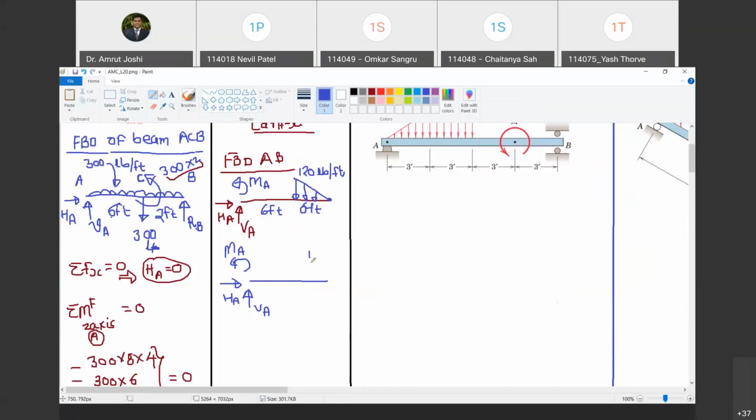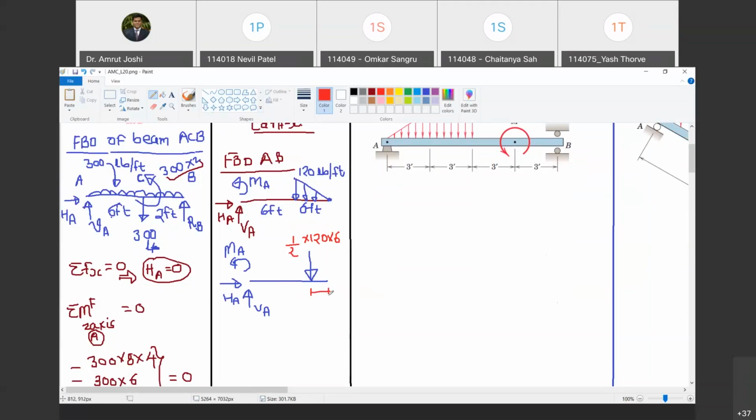And we are going to have a point load corresponding to this UVL. What is the value of this point load? It is going to be the area under this triangular load. So half multiplied by 120 multiplied by 6. Agree? Yes, sir. And where does it act? It acts at the centroid of this triangle. Where does the centroid of this triangle lie from the free end? 2/3 of 6.